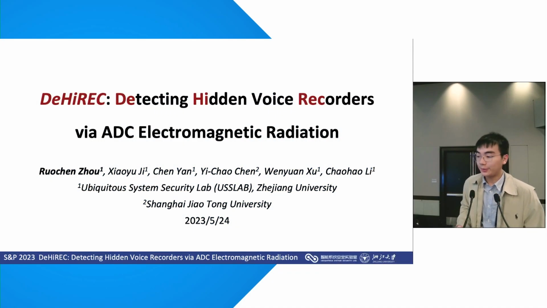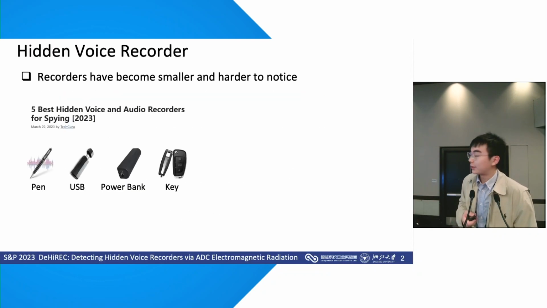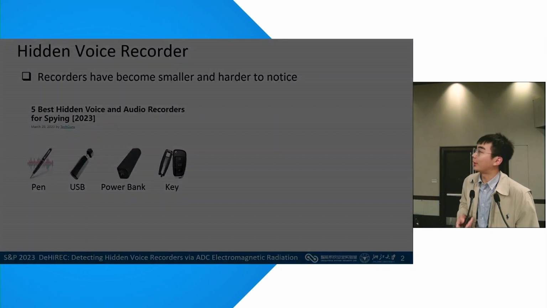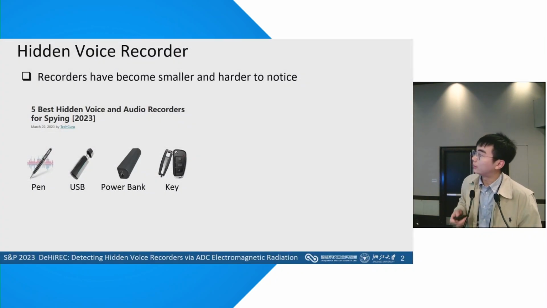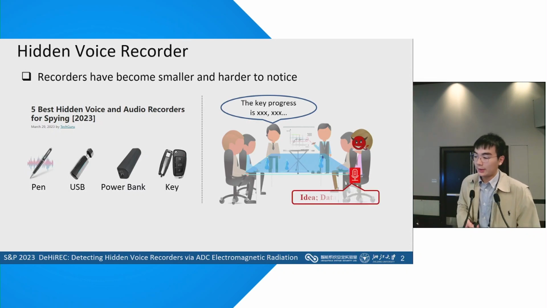It is a great honor to be here to present our work, DeHiREC: detecting hidden voice recorders via ADC electromagnetic radiation. Hidden voice recorders have become smaller, like a pen, USB drive, power bank, or something else that is hard for us to notice. Therefore, they become a threat to leak sensitive information. So in this work, we try to answer this question: how to detect these hidden voice recorders?